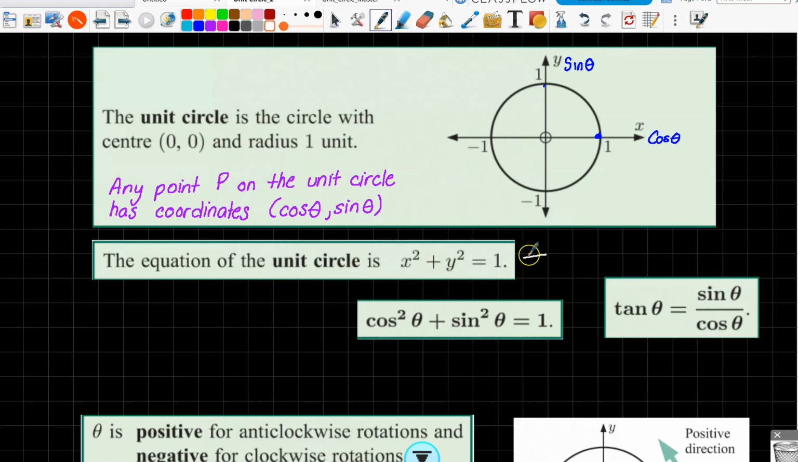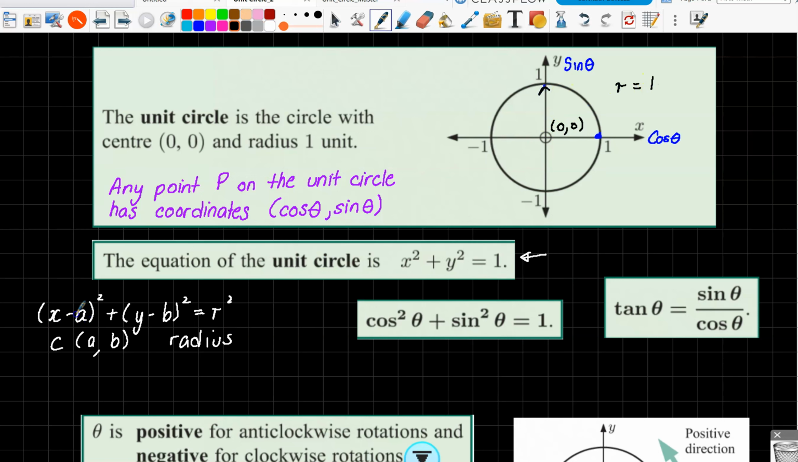The equation of any unit circle is x squared plus y squared equals 1, and that's because, if you recall from last year, the center-radius form of the equation of a circle is this, and this is when it has center (a, b) and a radius of r. With our unit circle, our center is (0, 0) and we've got a radius of 1. So x take a, in our case a is 0, so x take 0 is just x, and we square it. That's how we get x squared plus y squared.